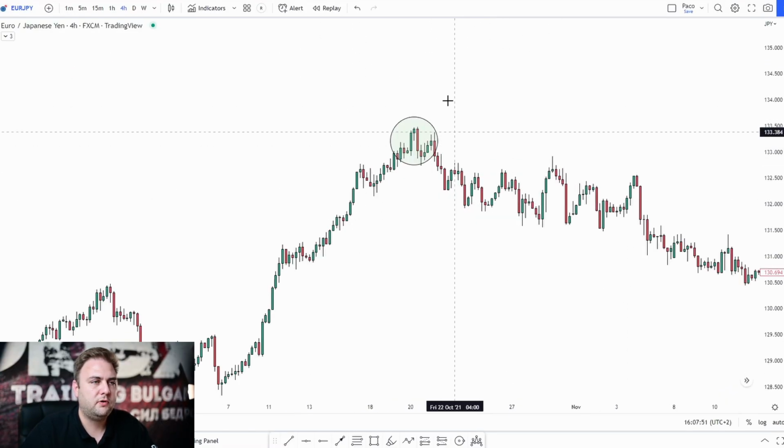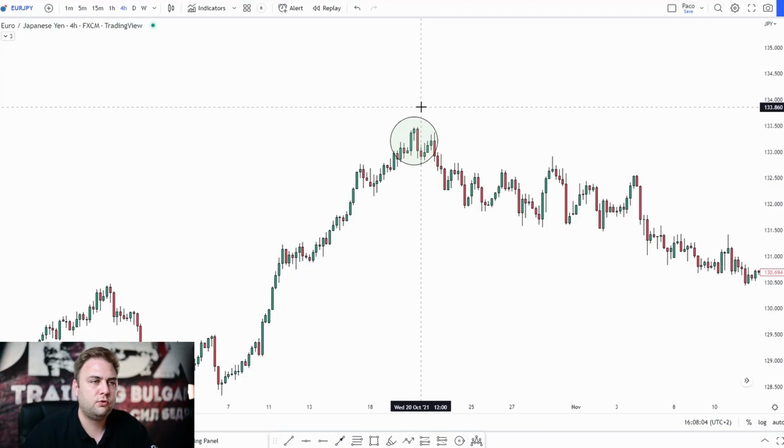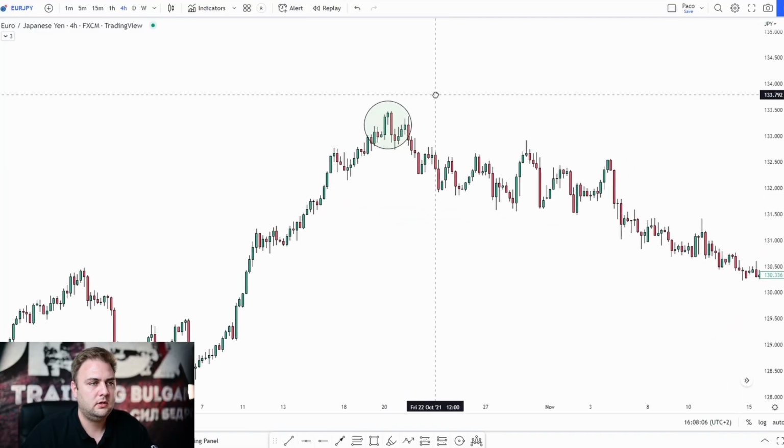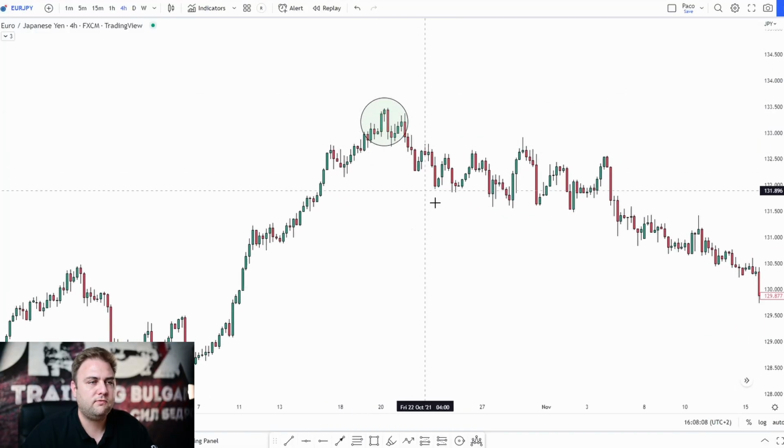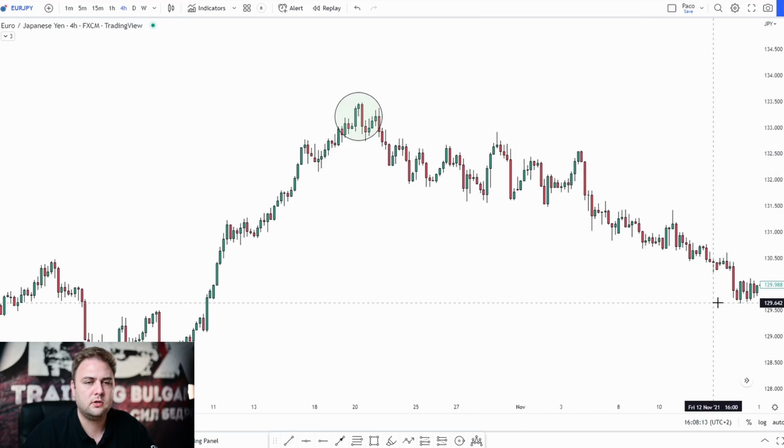Here you can see a perfect example of the evening star. First we have the big bullish candle, then the second candle, which is a small one, which shows equality between the buyers and the sellers, and the third one is a big bearish candle. And after this candlestick formation, you can see that the price is moving downwards very strong.